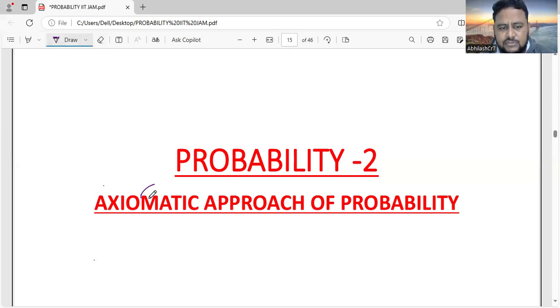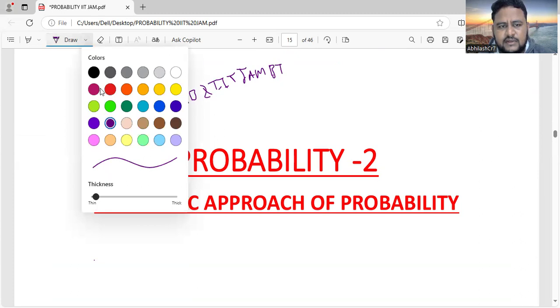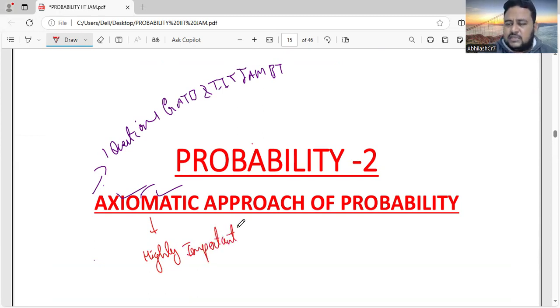When it comes to the axiomatic approach, definitely one question, both in GATE-B and also IIT-JAM. So this is a topic of high importance, highly important, friends. If you ask me which topics to revise before going to the exam, I would say this topic first. That is the importance of this topic.